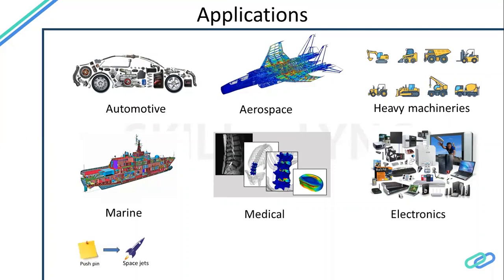Basically, it is used in developing everything from a small pushpin to huge space jets. So everywhere, Nastran and CAE applications are there, by which industries are innovating designs with less cost and effectively. So let's move on to the introduction to FEA and CAE.